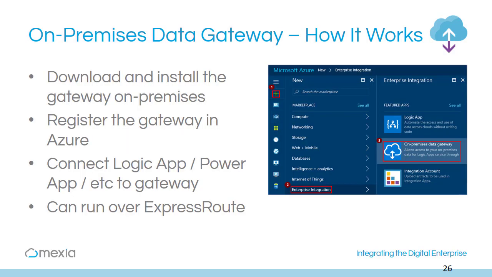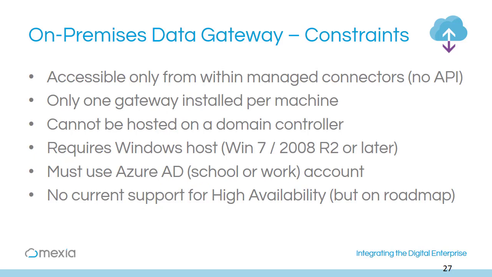The way it works is just slightly different than hybrid connections. In this case, you actually download and install the gateway on-prem first and configure that. Then you can register the gateway in Azure, and then connect your logic apps and power apps to consume that gateway. If you want really high performance, you can run it over ExpressRoute, but that's not strictly required. Some constraints with the on-prem data gateway: it's only accessible from within the specific managed connectors that can utilize an on-prem data gateway. So you can't write your own API or connector and leverage one of these, at least not yet.